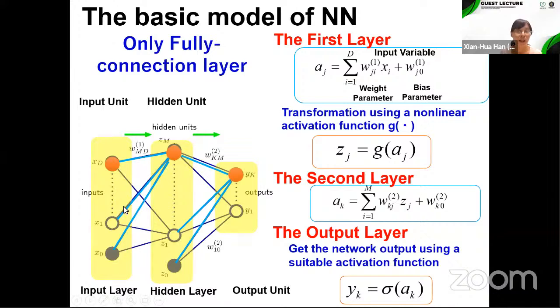Here is an example: the first layer is called the input layer, the second layer is called the hidden layer, and the final layer is called the output layer. Here is a three-layer neural network architecture. For the input layer, we have a D-dimensional input. For the hidden layer, how many neurons, how many units we need is designed according to our experience. The output dimension is according to our task.